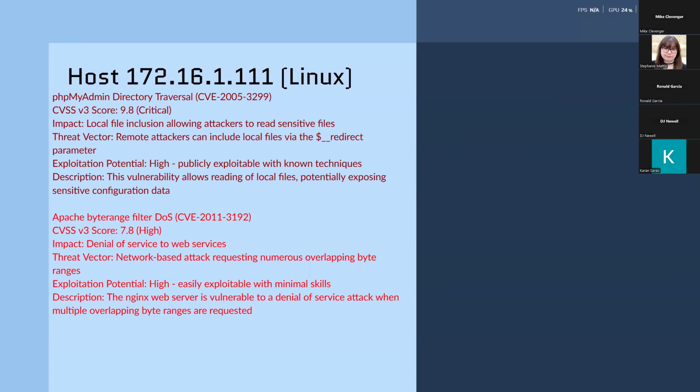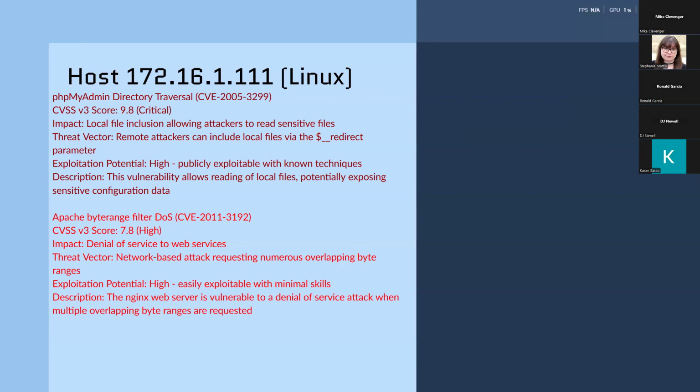So the threat vector is that remote attackers can include local files via the redirect parameter, and exploitation potential is high because this is a publicly known exploitable attack with known techniques. This vulnerability allows for reading of local files, potentially exposing sensitive configuration data or PII or any other data that you might have stored on the machine that's being attacked.